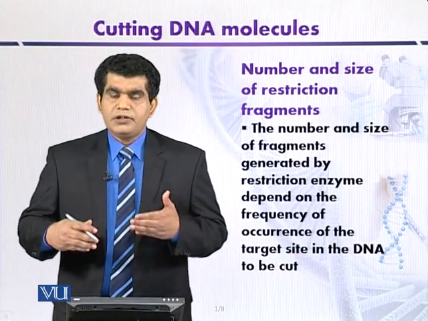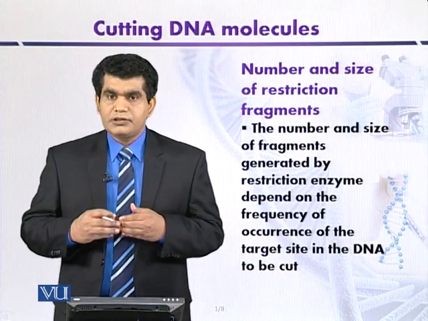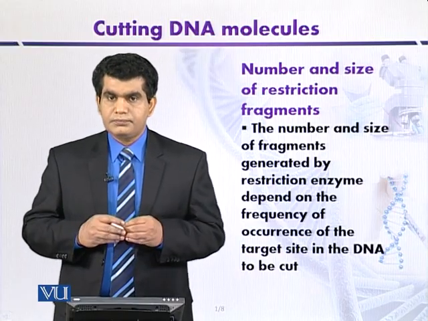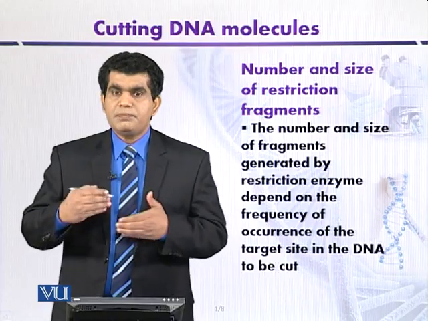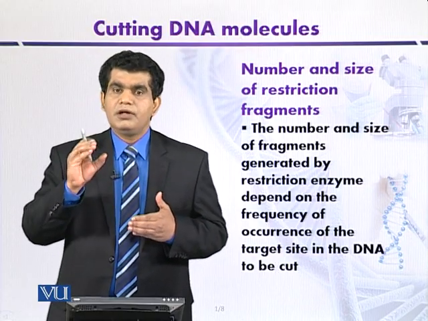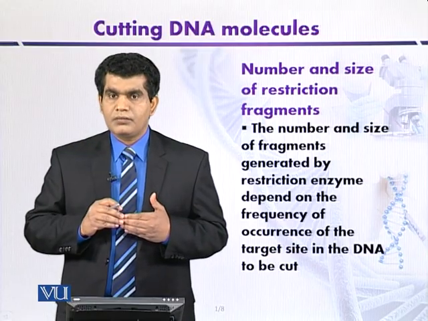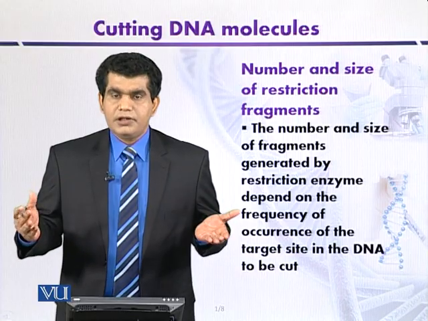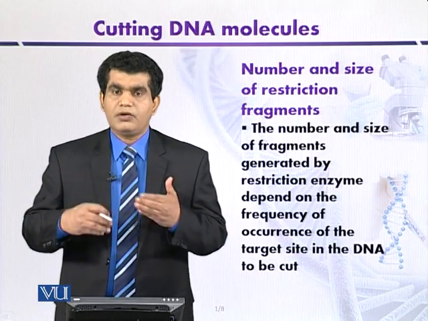Now, what will be the length of different fragments that will be produced by restriction endonucleases? It will depend upon the frequency of occurrence of the particular target sequence. And of course, it will also be determined by the GC content of an organism.